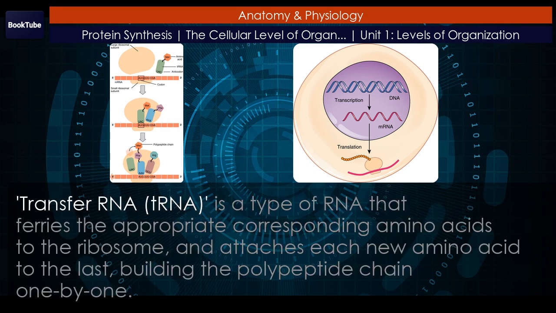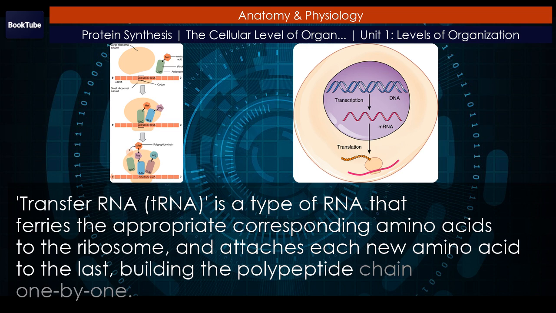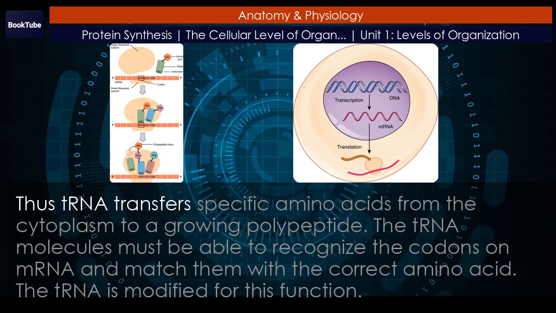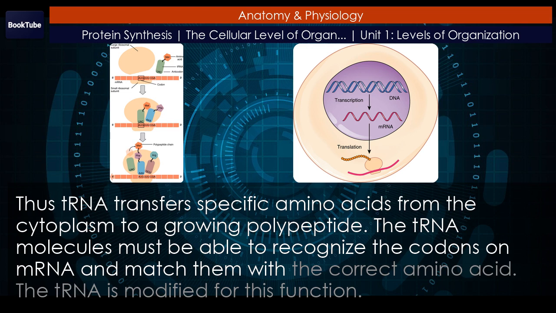The other major requirement for protein synthesis is the translator molecules that physically read the mRNA codons. Transfer RNA, tRNA, is a type of RNA that ferries the appropriate corresponding amino acids to the ribosome and attaches each new amino acid to the last, building the polypeptide chain one by one. Thus, tRNA transfers specific amino acids from the cytoplasm to a growing polypeptide. The tRNA molecules must be able to recognize the codons on mRNA and match them with the correct amino acid. The tRNA is modified for this function.